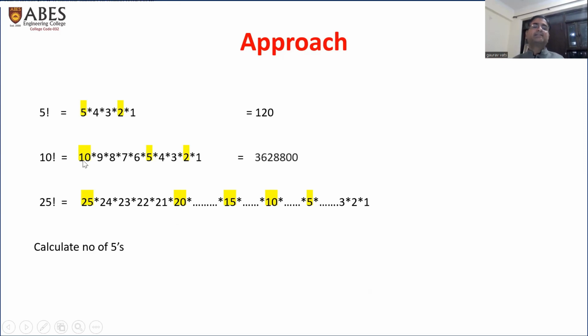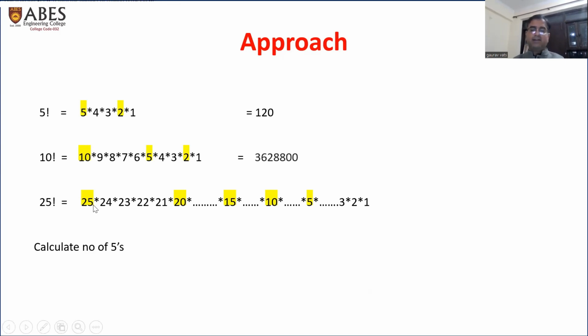Now look at another example, factorial 25. How many zeros will be there? This one 5 is here, 5 into 2, the second 5 is here, the third 5 is here, 5 into 3, and 5 into 4. So 1, 2, 3, 4, 5 fives. But you have to think one more thing. In this 25, there are two fives, 5 into 5. That means 1, 2, 3, 4, 5, and 6. So in factorial 25, we'll have the answer 6 trailing zeros.